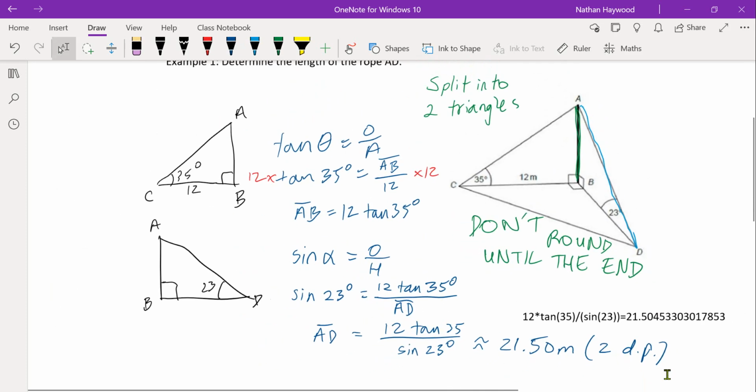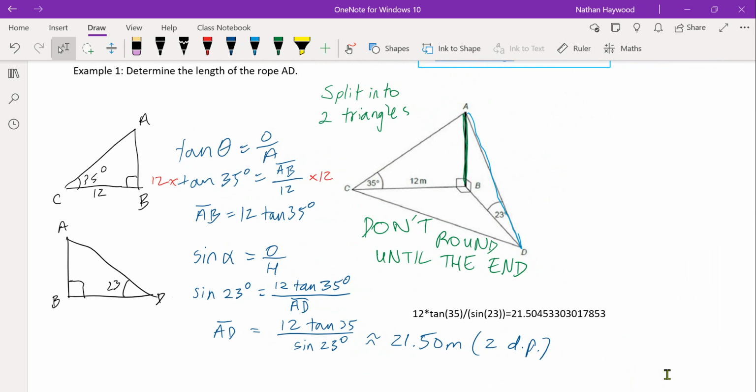Something to think about. Let's imagine this was a complex question. When you get your answer, you want to think about, is it realistic? So is 21.5 meters a realistic length for that blue line AD? Like if it was 2,000 meters, it's probably not realistic if, you know, another length is 12 meters.